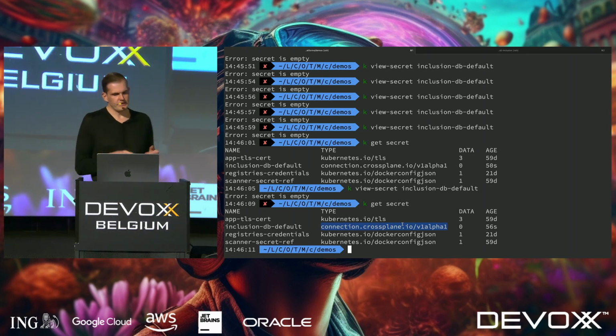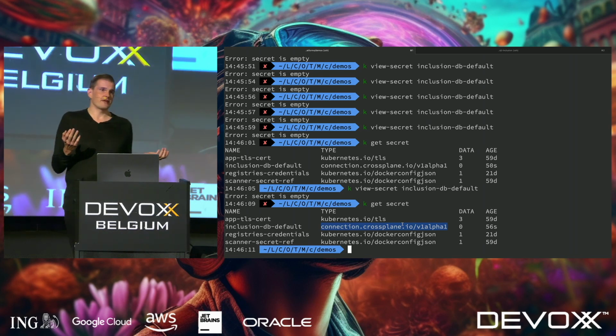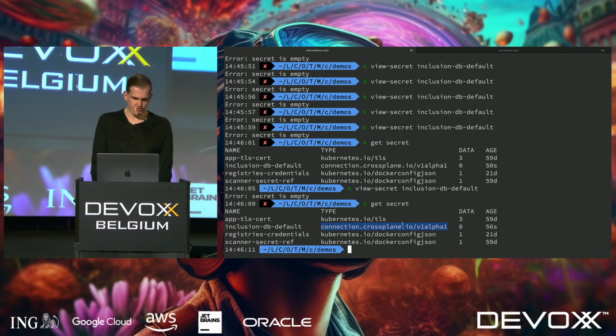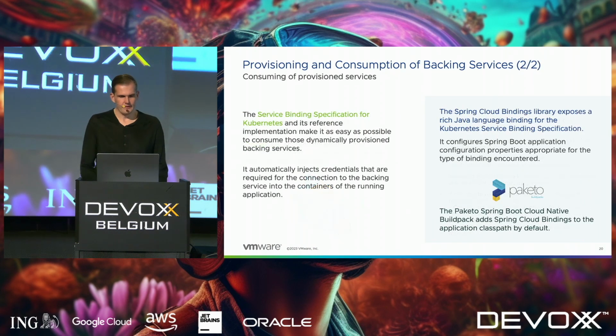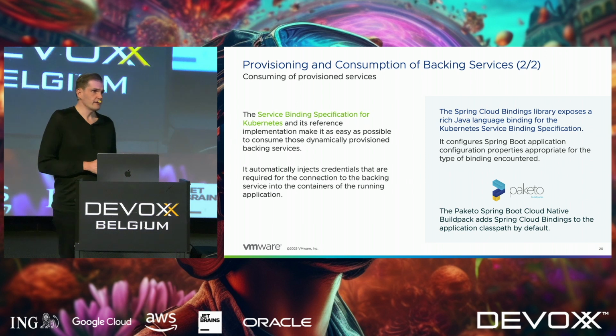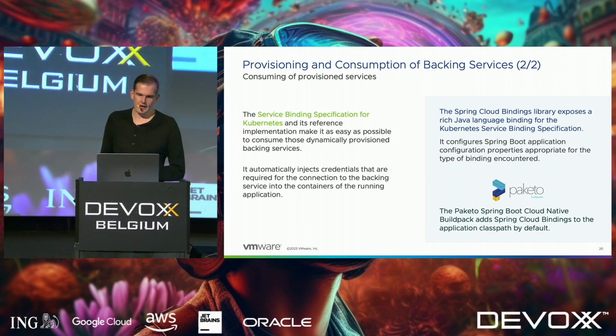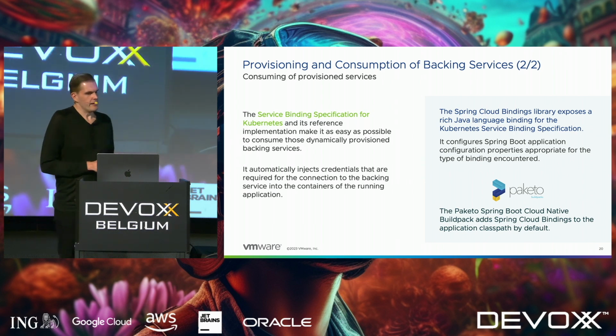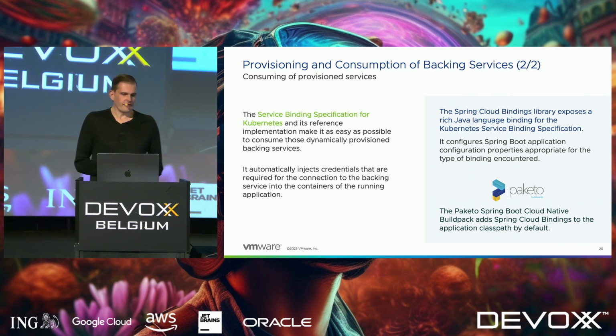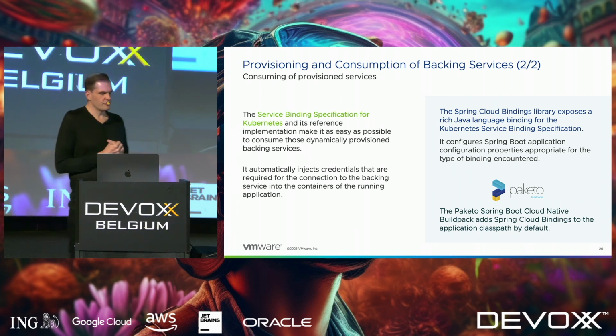But the question is, are there better ways to actually get those credentials and attach them to our application? And the answer is yes. How we can do that is with the service binding specification for Kubernetes, which is also something we and Red Hat together created. And actually, for the service binding, we also have a reference implementation.